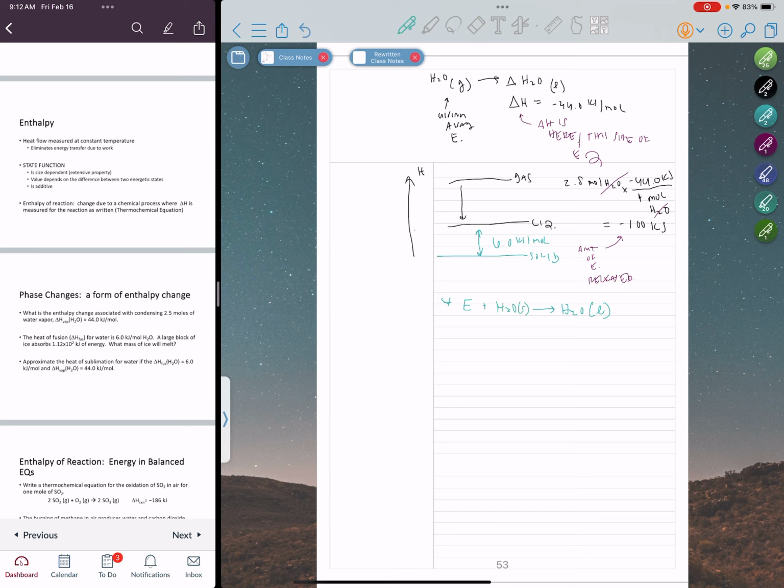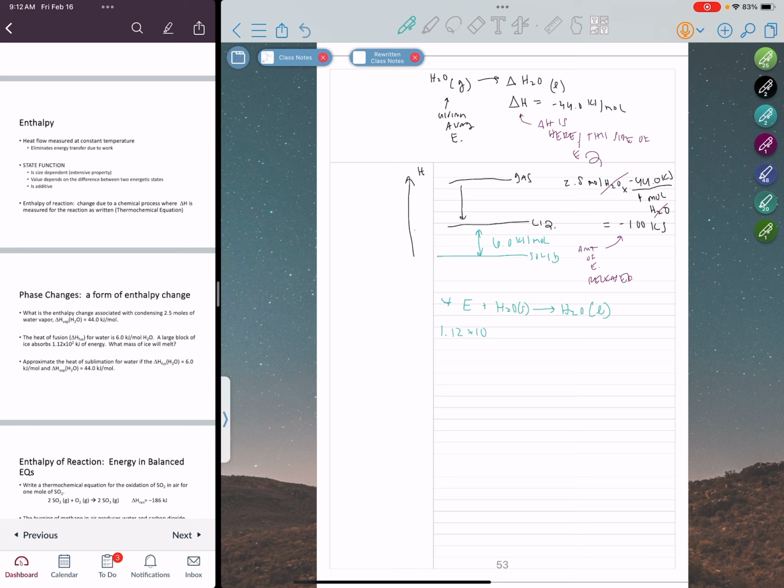So in this case, I'm going to be taking solid water, turning it into liquid water. Am I going in the positive direction or the negative direction? Positive, right? So my energy is a reactant, its value is going to be positive. In this case, that's the only measured value I have.